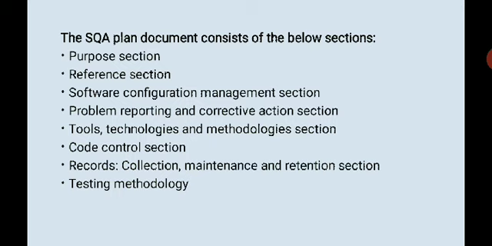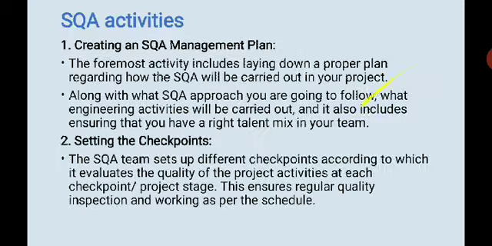Okay, the SQA plan document consists of the below sections. What are they? Purpose section, reference section, software configuration management section, problem reporting and corrective action section, tools, technology and methodology section, code control section, the record, that is collection, maintenance and retention, and testing methodology. So the document has to have all of this: the purpose of the document, what the references used are, what the software configuration management looks like, the problem reporting and corrective action, the tools, technologies and methodologies, the code control section, then the recording, collecting, maintaining and retention scheme, and at the end, testing methods.